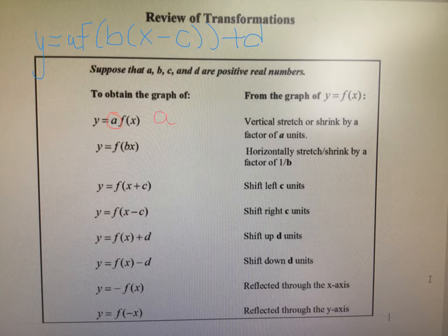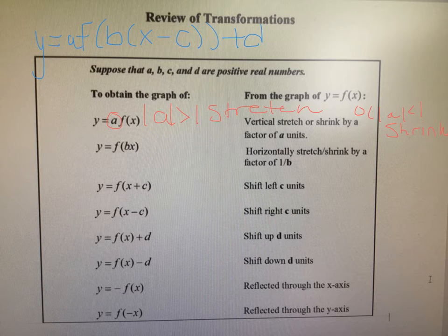If the absolute value of a is greater than 1, it's going to be a stretch. And then over here I'm going to write if the absolute value of a is bigger than 0 but less than 1, it's going to be a shrink.